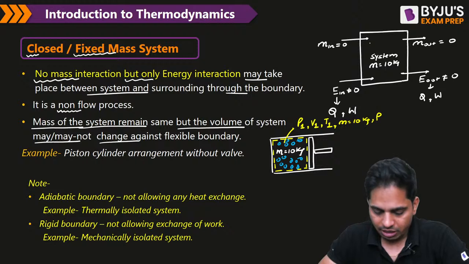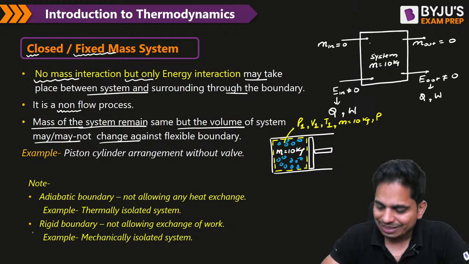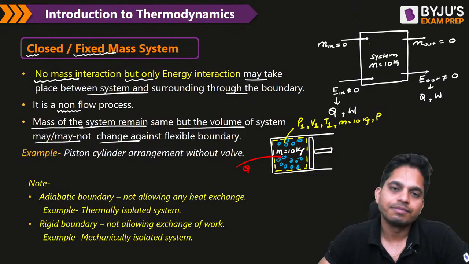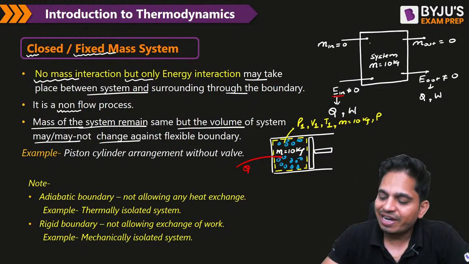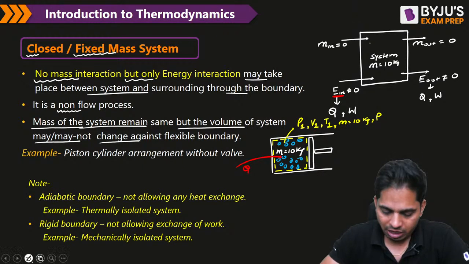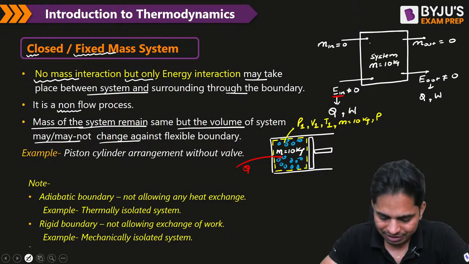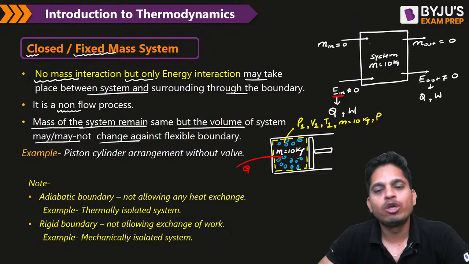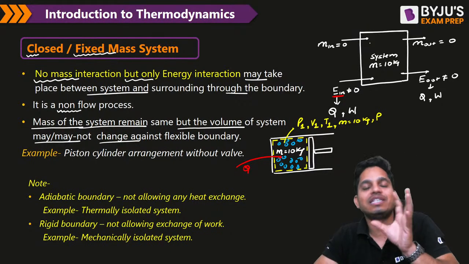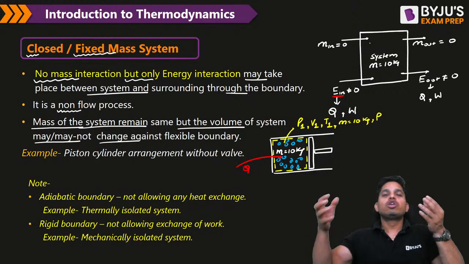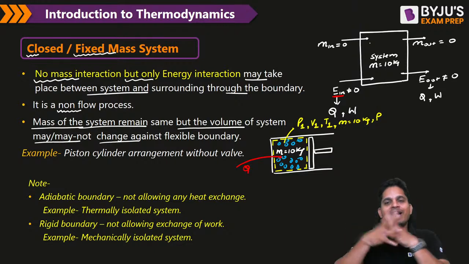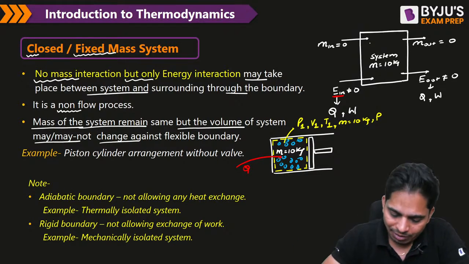Okay, fine. Now let us say you supply some heat to the gas from outside. You are only doing energy transfer. No mass has entered, only energy you have given inside the system. Now when you give this energy, the molecules of the gas will absorb it, so the kinetic energy of the molecules will increase. They will start moving randomly.